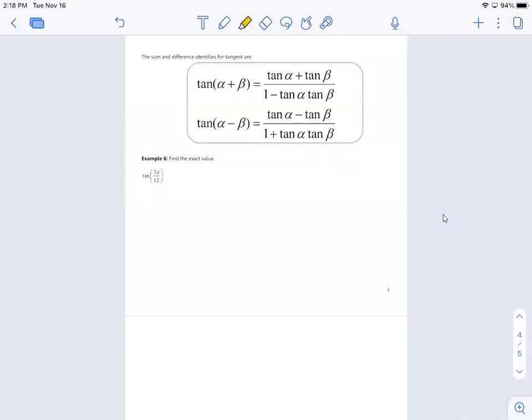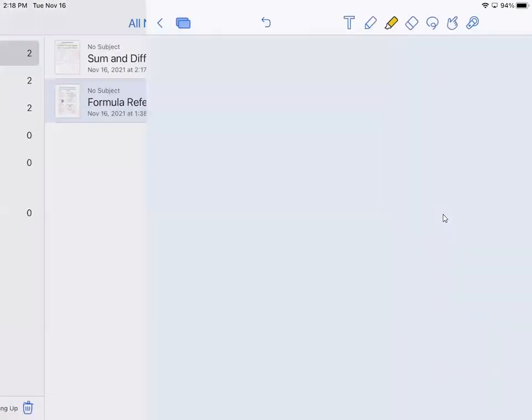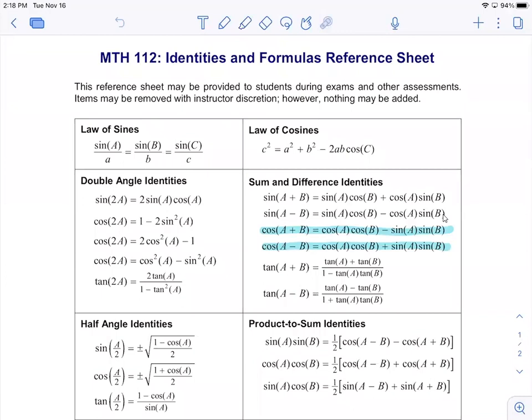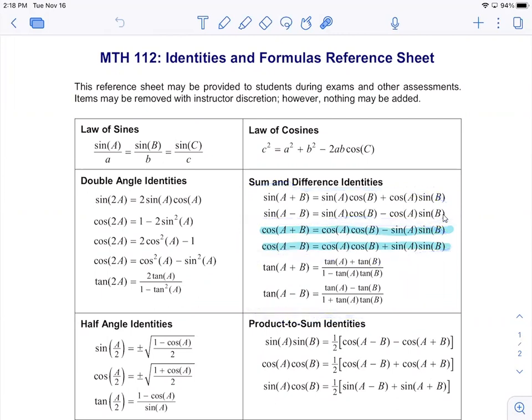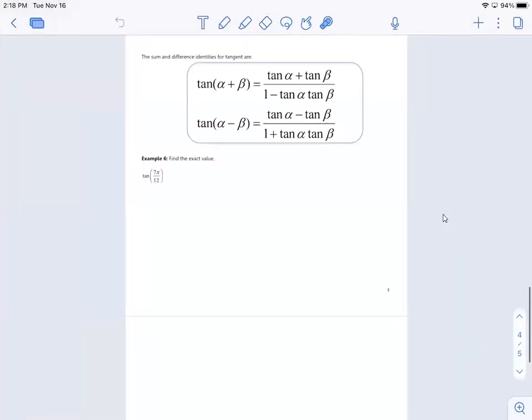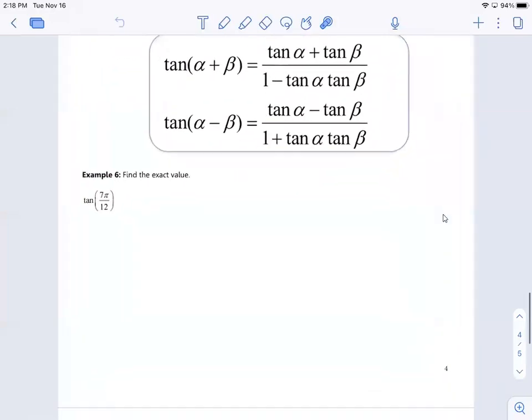All right, the last video for your sum and difference identities is good old tangent. Again, these will be given to you on that reference sheet. Let me just pull it back up so you can see. Here are your tangent identities. So we talked about the sine, sum and difference, cosine, sum and difference. Now we're talking about tangent, sum and difference. So these will be given to you.